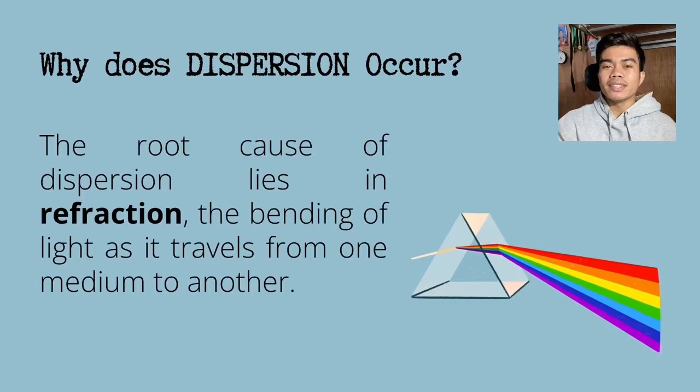Every time light passes from one medium to another, say from air into glass, it bends. But here's the twist. Not all colors bend the same way. It's like each color has its own personality. Red says, I'll take it easy, and it bends just a little. And violet, on the other hand, is dramatic, like I'm going all in, and bends much more sharply. That difference in bending is what we call dispersion, the grand separation of white light into its colorful components.